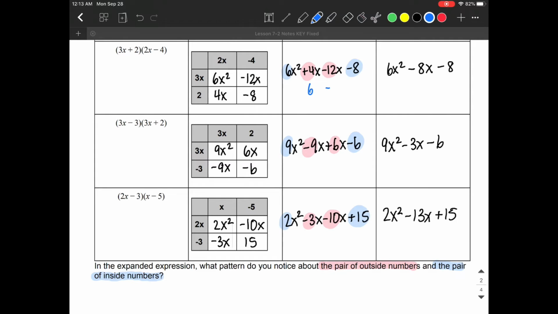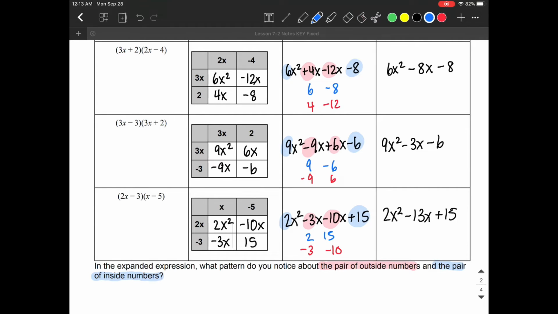I have 6 and negative 8. I have 4 and negative 12. I have 9 and negative 6. Then I have negative 9 and positive 6. And then in the last one, I have 2 and 15. And I have negative 3 and negative 10. What have I noticed about these pairs?